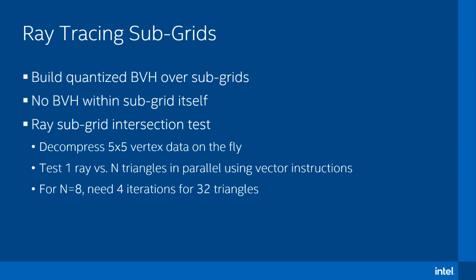So ray tracing these subgrids requires first building a quantized BVH over them. It's worth mentioning that we have no BVH within a subgrid, but only over them. For the actual ray-subgrid intersection test, we first decompress the subgrid data on the fly to obtain an uncompressed 5x5 vertex grid. Then we test one ray against n triangles in parallel using vector instructions. For a typical CPU architecture, n equals 8, which means we need 4 iterations to test the 32 triangles of the subgrid.